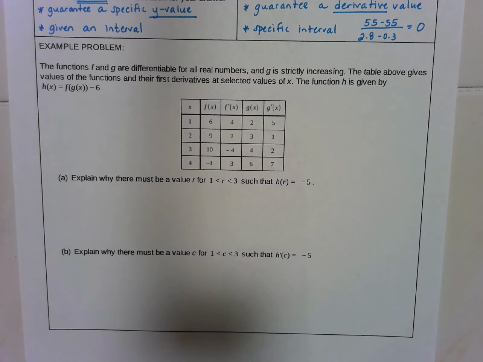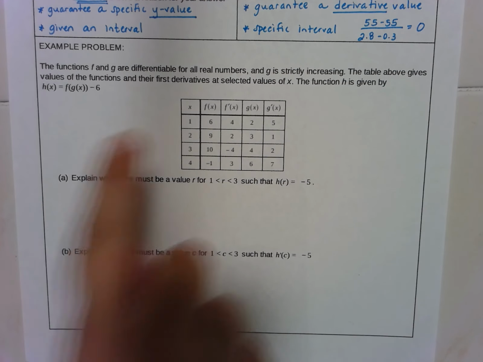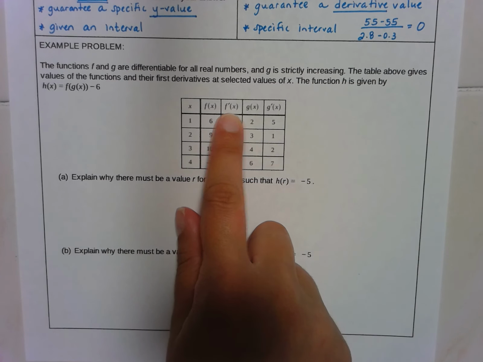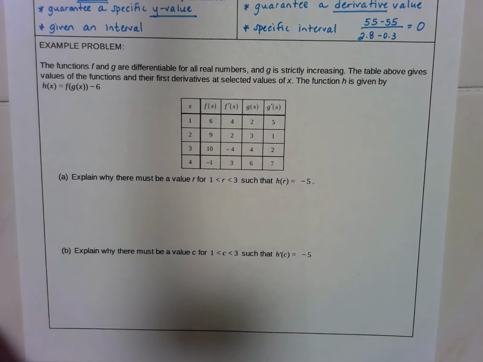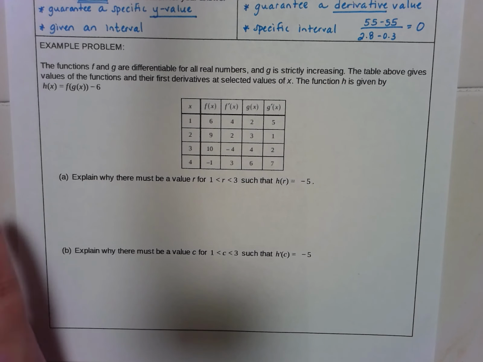It says here functions f and g are differentiable and g is strictly increasing. The table gives the values of the functions and their first derivatives at selected values of x. The function h is given by h of x equals f of g of x minus 6. So we're given a table that has f of x values, f prime of x, g of x, g prime of x. Part A says explain why there must be a value r between 1 and 3.